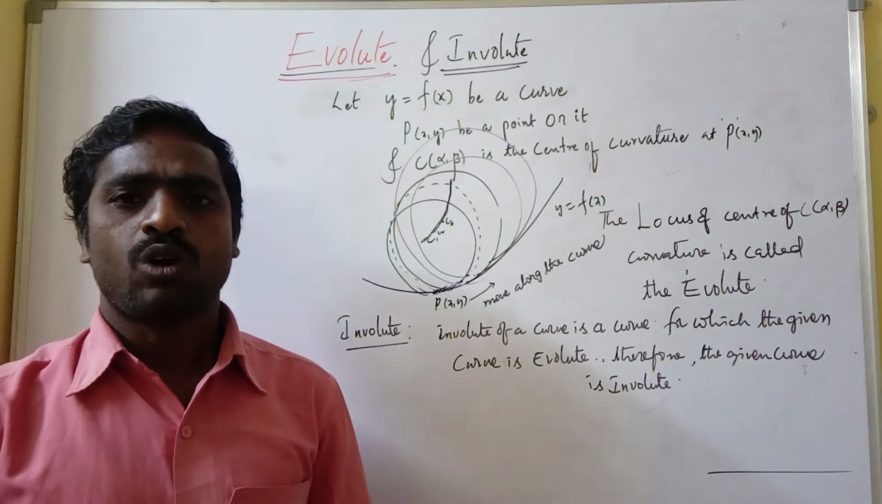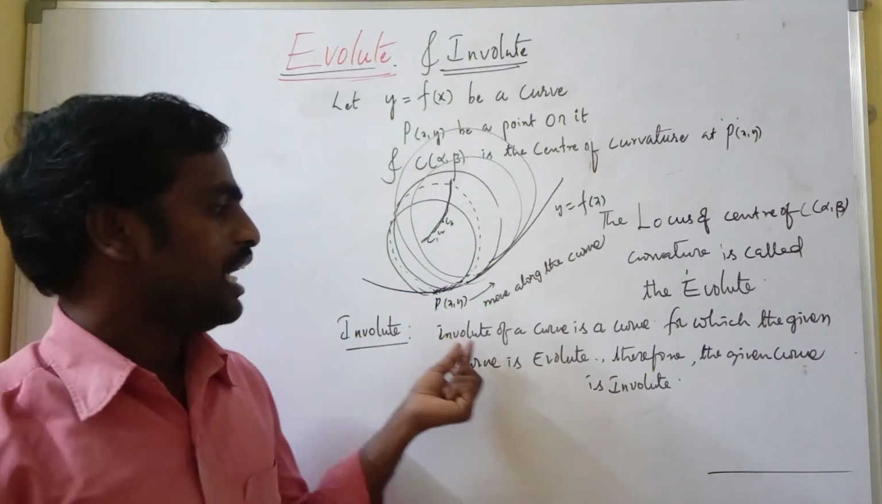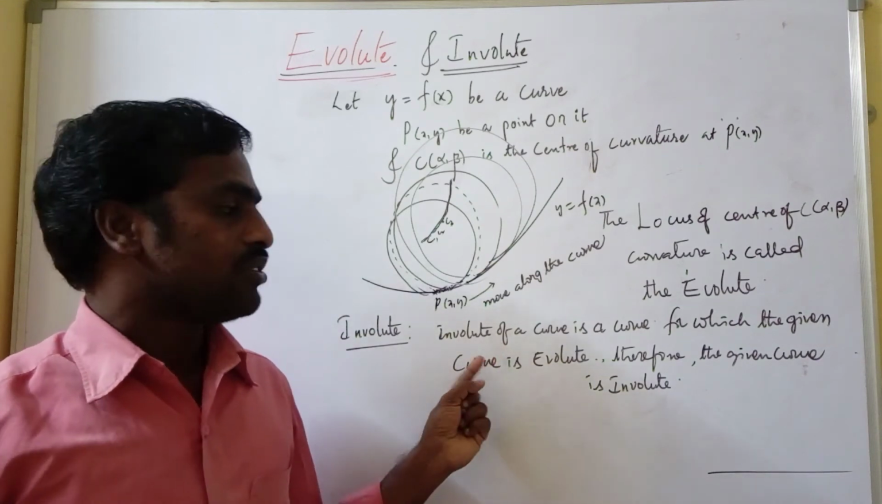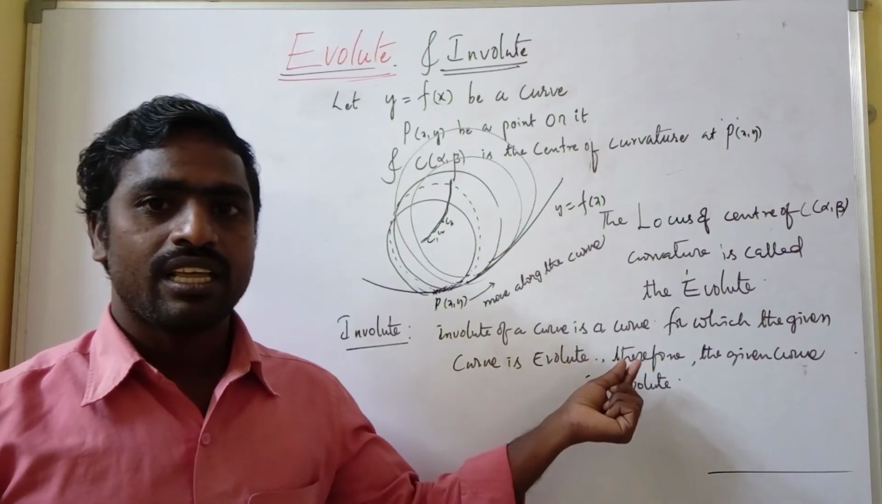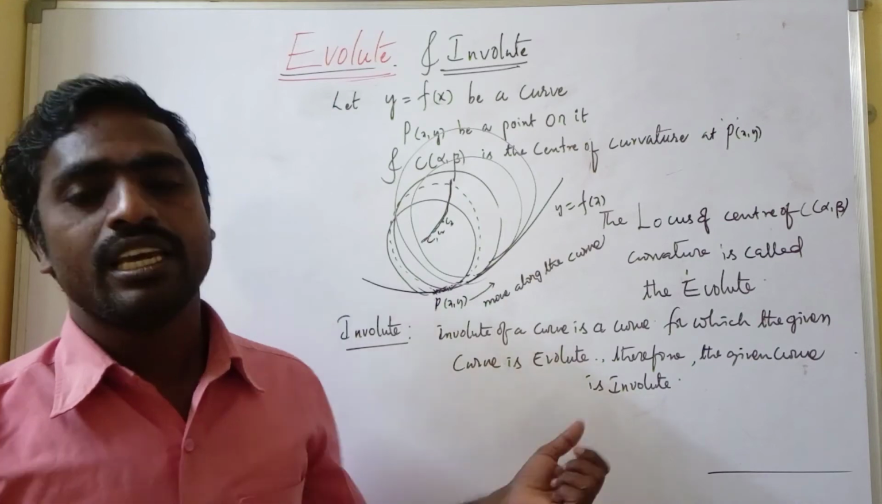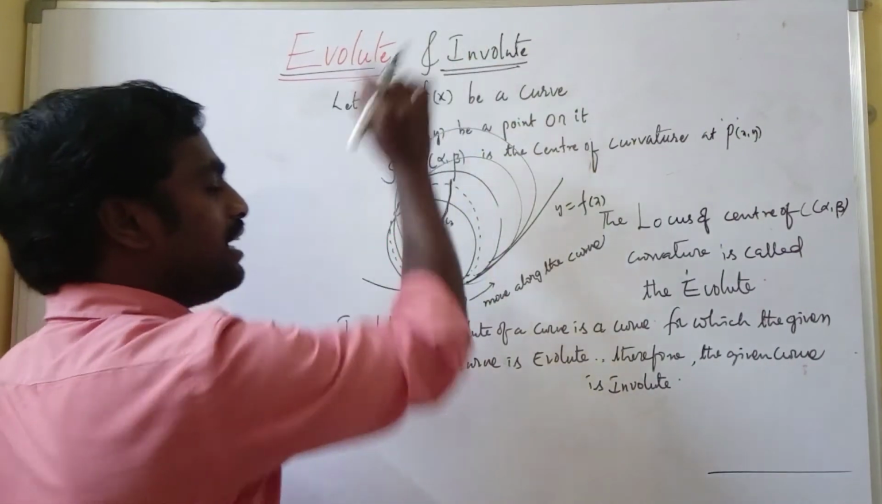The locus of the center of curvature is called the evolute. Involute is a curve, as we know. So involute of a curve is a curve for which the given curve is the evolute, and the original curve is the involute. Now these are the definitions for evolute and involute.